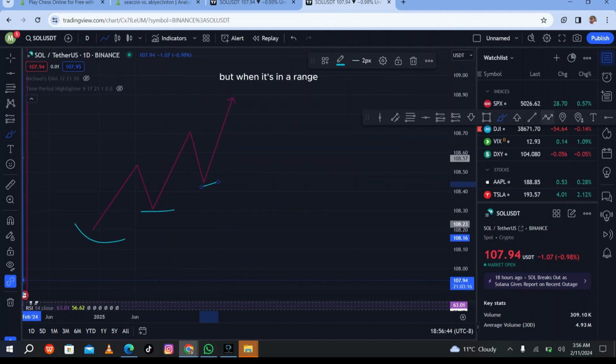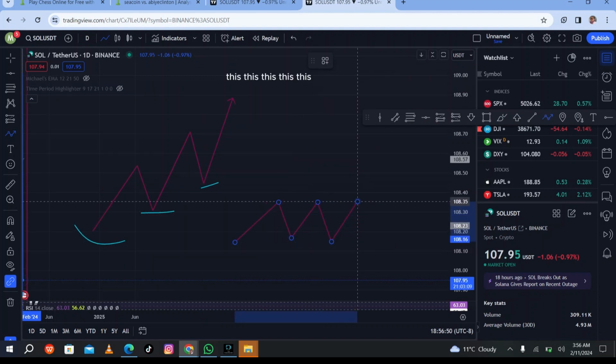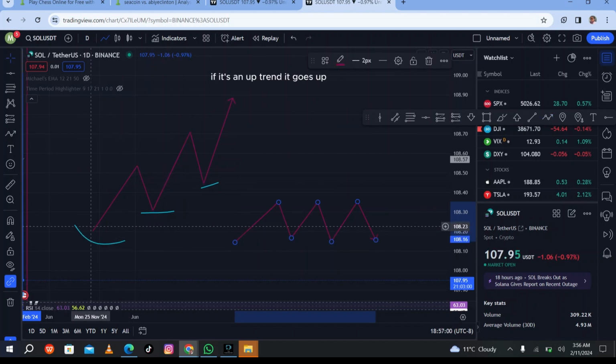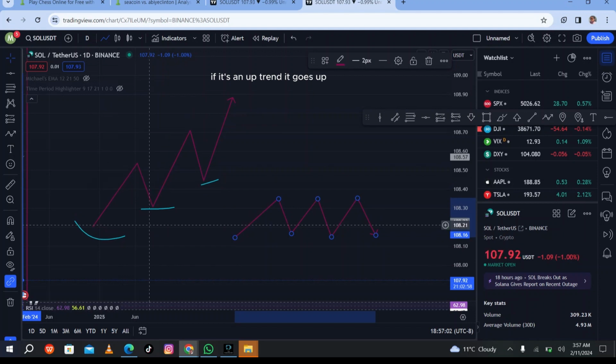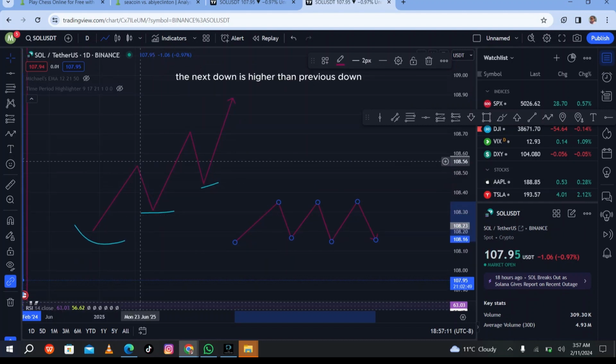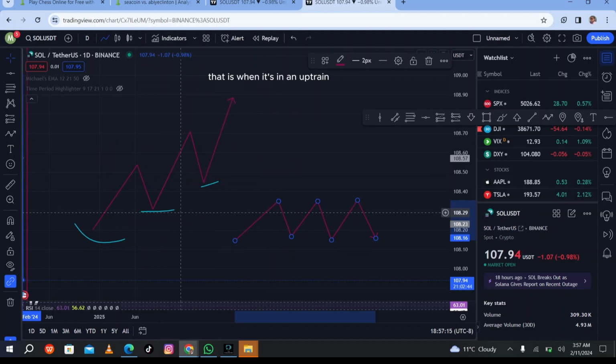But when it's in a range, we see this, this, this, this, this. There is no higher high or higher lows. This is simple. Understand this. If it's in an uptrend, it goes up, down, but every down is higher than the previous down. The next high is higher than the previous high. That is when it's in an uptrend.